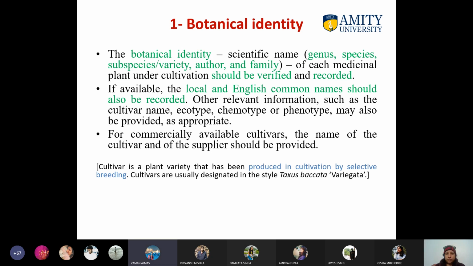Ma'am, ecological appearance of the crop. Yes, what are the ecological conditions where the crop is usually found. Okay, so you have to mention the ecotype also.